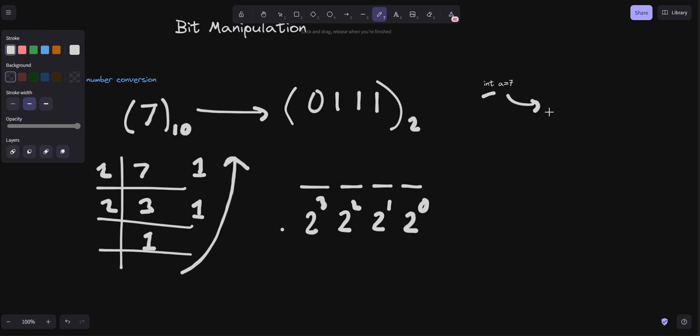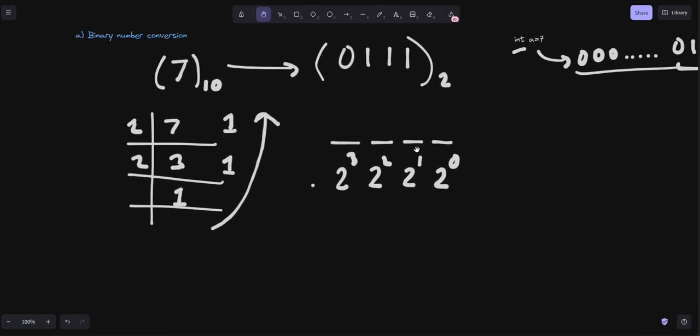So 32 bits means it will start with 0 0 0 and so on for 28 zeros, and the last four digits will be like this. This is how it will be stored in memory by the computer. So please remember. But I won't be writing all the 32 bits right now. We will be just playing with the last four bits. Got it? So that's the context behind this.